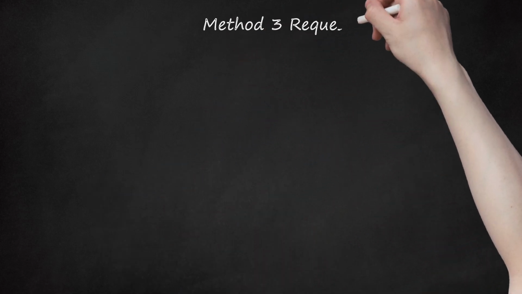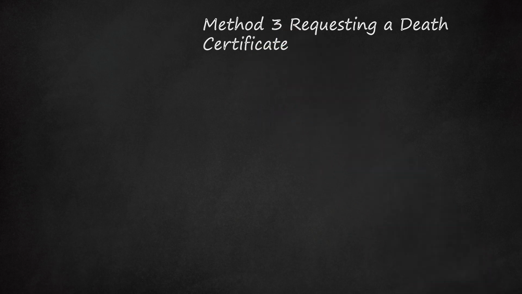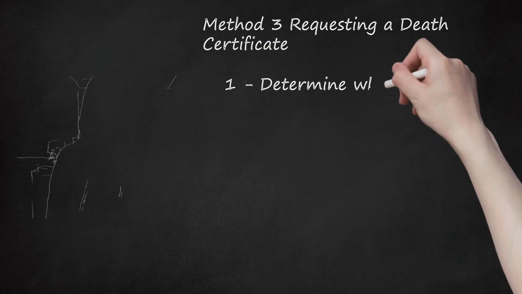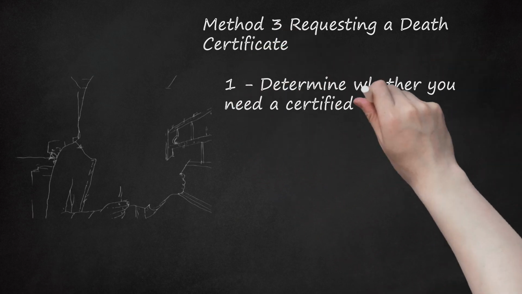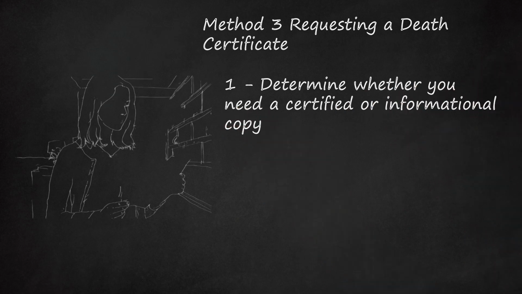Method 3. Requesting a death certificate. 1. Determine whether you need a certified or informational copy. Although most states make informational copies of death certificates available to anyone who asks, certified copies typically are restricted to close family members of the deceased.